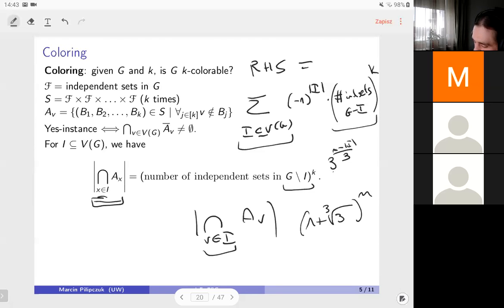You're doing polynomial space because what you're really doing is iterating over all subsets of vertices, counting the independent sets using just the enumeration algorithm that I mentioned on the second slide, and just taking the K-th power of them and summing the numbers with signs, to use the inclusion-exclusion. So this is all, and we have this running-time algorithm and polynomial space algorithm.